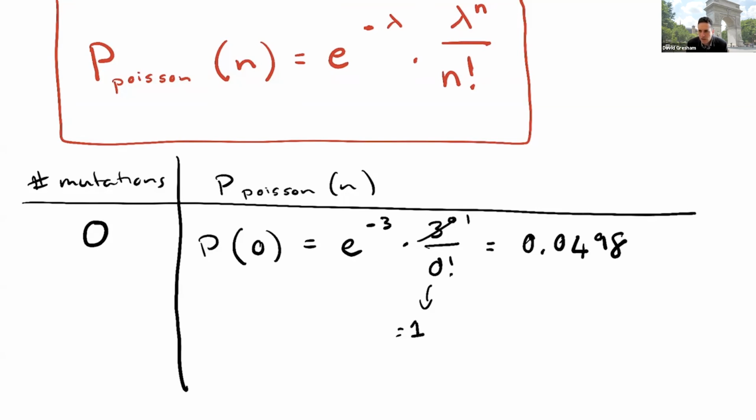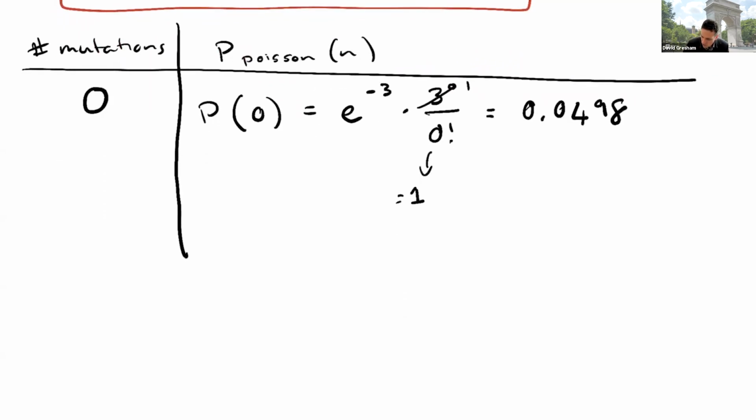That's about 5%. Okay, so now we can answer our question that about 5 out of 100 cells are going to have 0 mutations. Excellent. Why don't we do this for 1 mutation? Why don't you compute that yourself using the same formula, and we can see if we get the same answer.